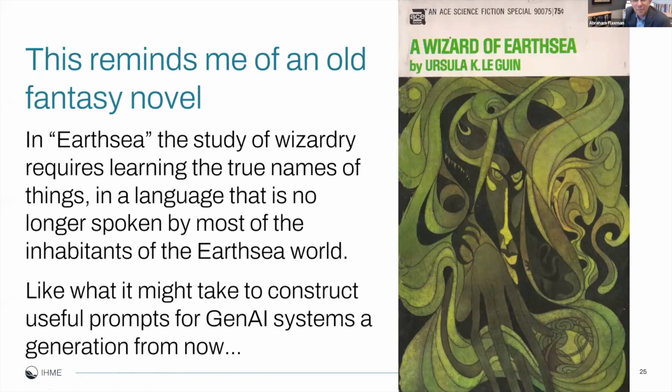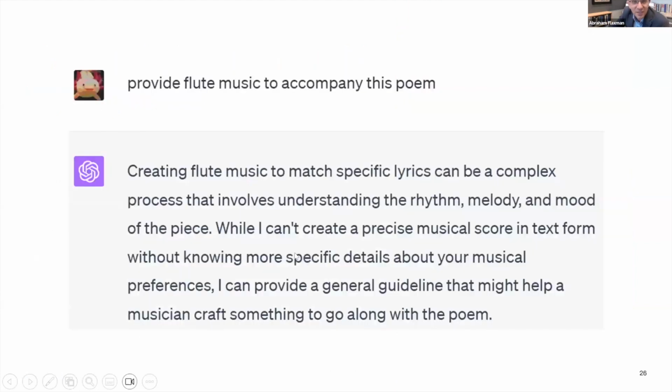The place that we're headed reminds me a little bit of this fantasy novel called The Wizard of Earthsea. This is perhaps too fanciful, but in the world of Earthsea, the study of wizardry is all about basically learning the true names of things, words in a language that is basically no longer spoken in the world of Earthsea. And maybe that's what it's going to be like in the future, to come up with the right prompts for generative AI systems, especially if the world moves on, but the knowledge in the Gen AI systems is locked in to what they were trained on in 2021 and 2022.